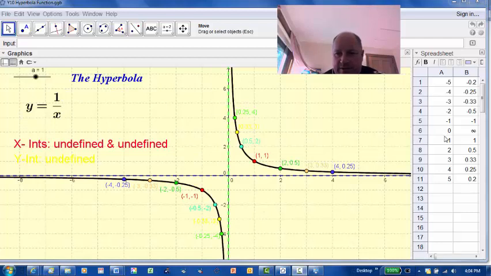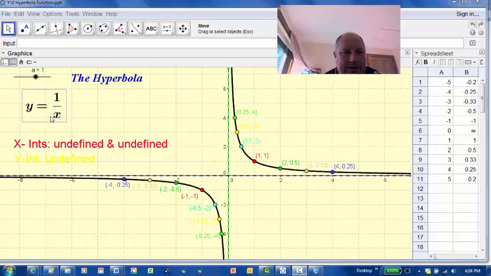If we put x values into the rule, put 1 in, 1 on 1 is 1. Put 2 in, it becomes 1 on 2, so y is a half. Put 3 in, y will equal 1 on 3, 0.33 it says here, actually exactly a third. Put 4 in, it's 1 on 4, a quarter, or 0.25.